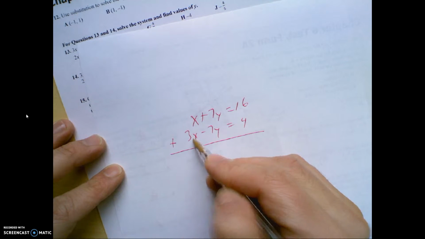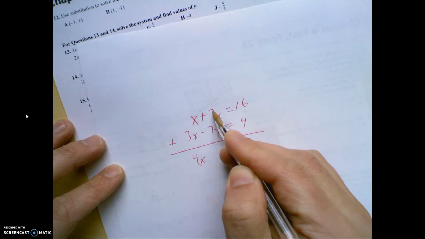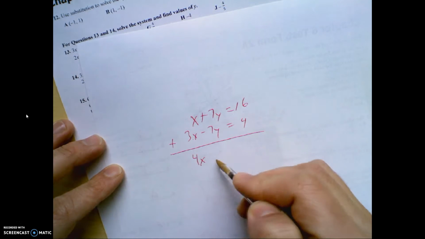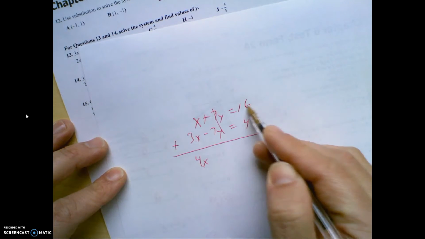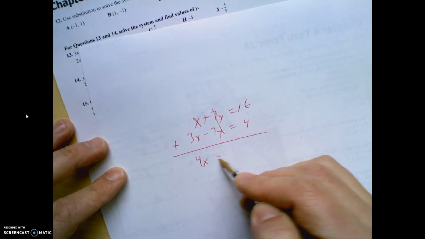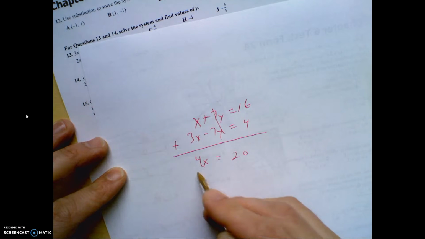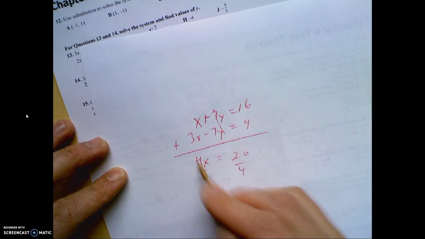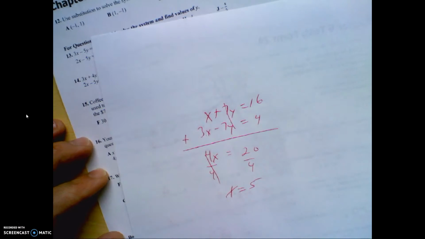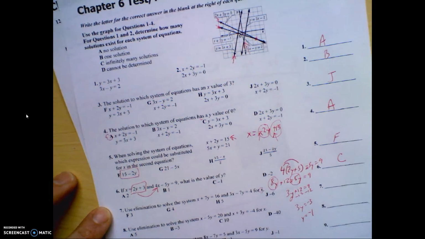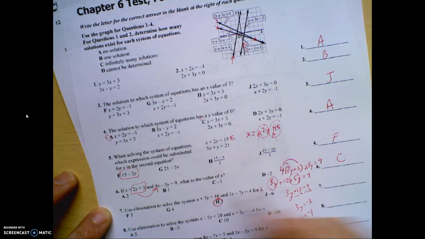And so when I get x plus 3x is 4x, 7y plus negative 7y is 0y, which I'm not going to write. They eliminated. Okay, and 16 plus 4 is 20. Divide both by 4, and I get x equals 5. Okay, so let me take a look and see if that's an answer. Yep, H5. So we got that one.